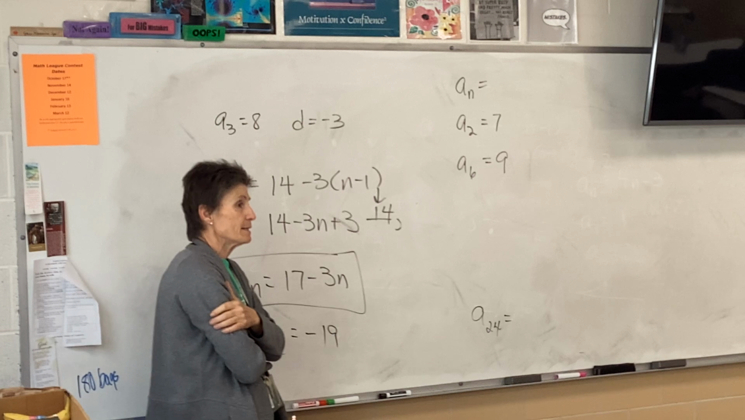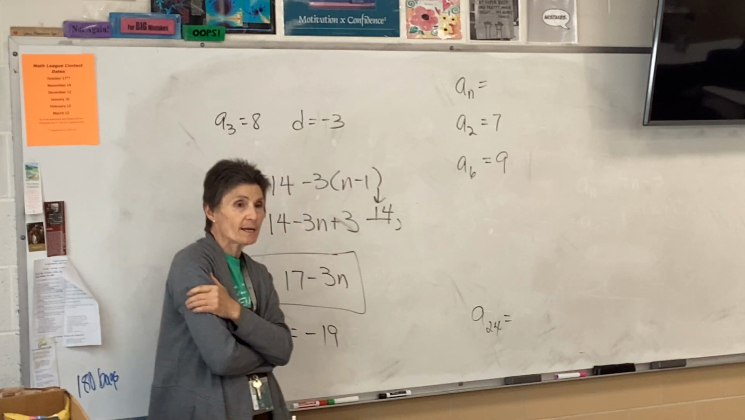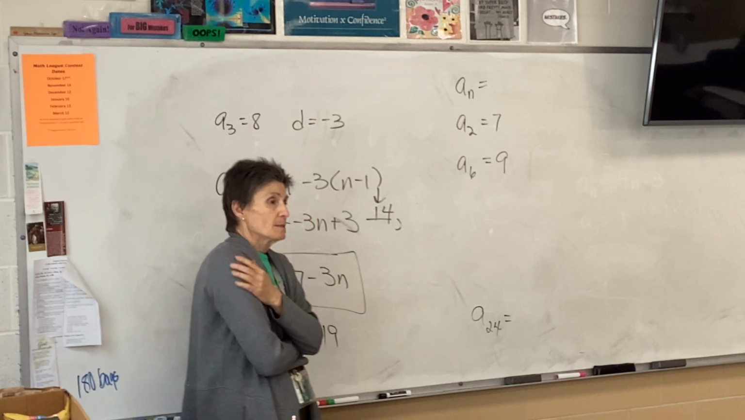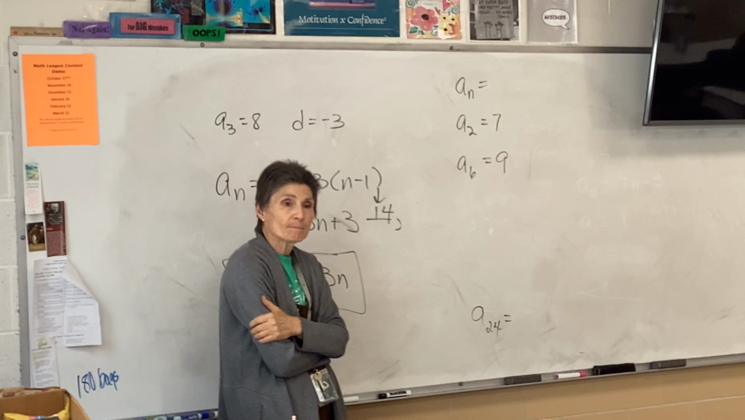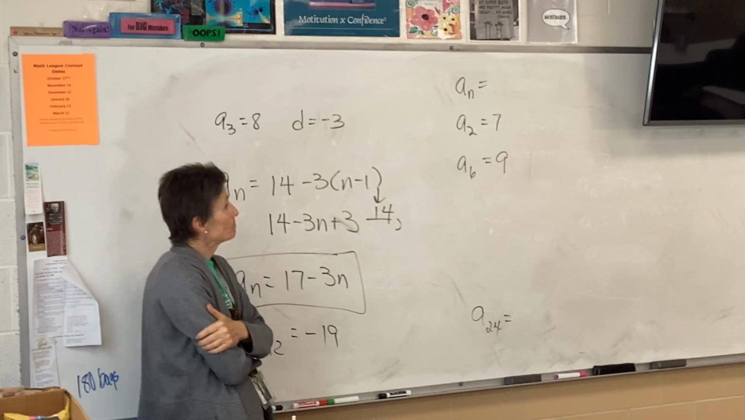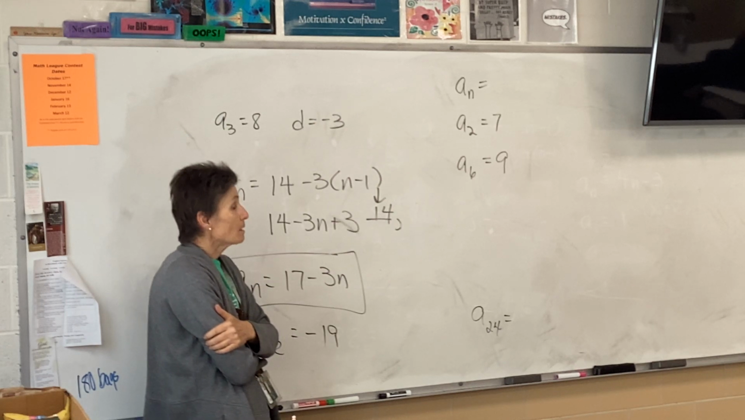So who has an idea here? There's a lot of ways we could be creative with this problem. Does anybody have an idea? Yeah, Emily? Would you like subtract 7 from 9 and then divide it by 4 since there's a difference of 4?